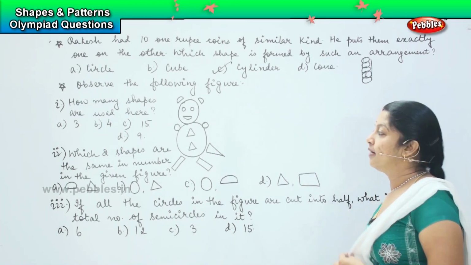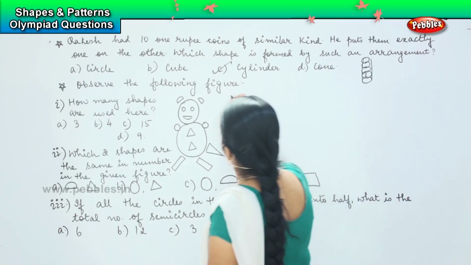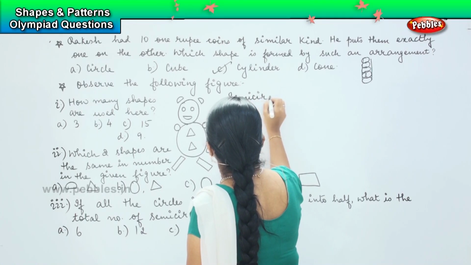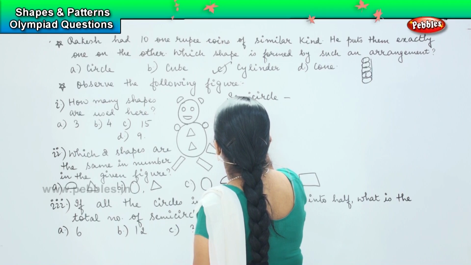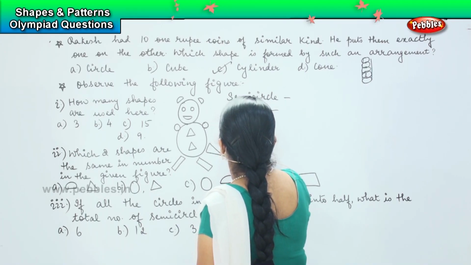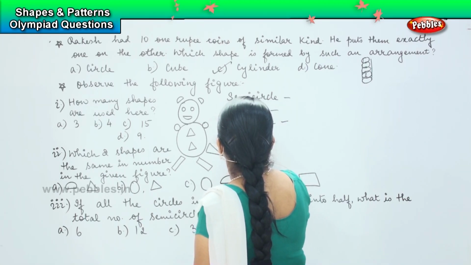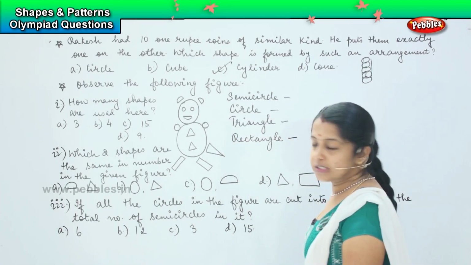So now, whenever you get this type of question, what is the first thing that I have told you, children? You need to segregate, right? So now, here I can see a variety of shapes. So first is the semicircle, then I have a circle, then I have a triangle, and then I have a rectangle.